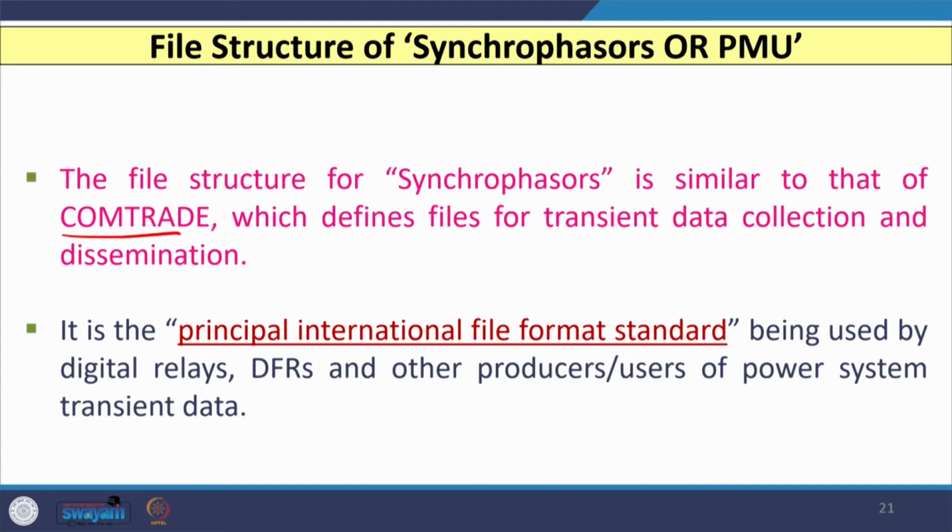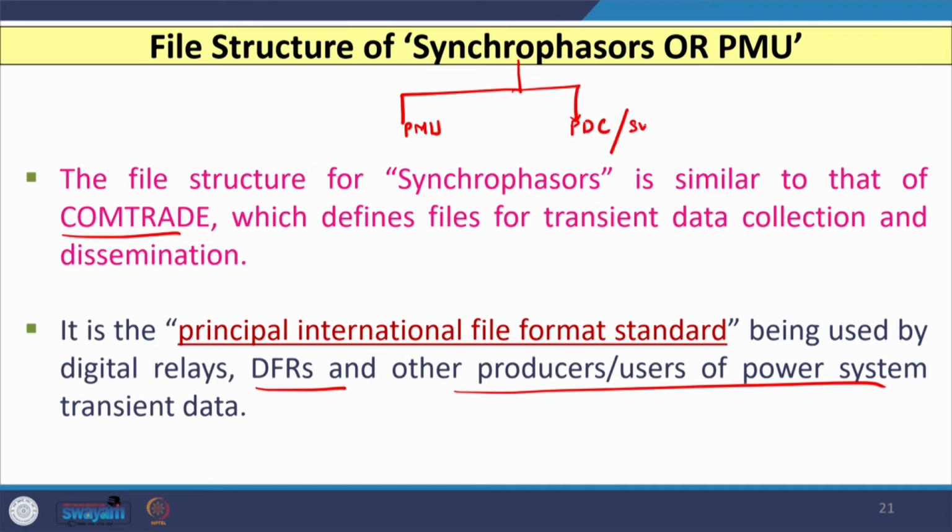It is the principal international file format standard that is used by most of the digital relays. It is also used by digital fault recorders and other producers and users which are dealing with transient data in power system networks. So, the same concept, the same format, is used by synchrophasors also. When I say the word synchrophasors, it contains either PMU or it can also contain the PDC or any super PDC. This is a very important point.